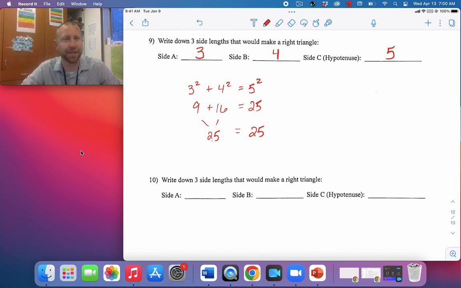And I'm not going to finish this. I want you to come up with a different one. I want you to come up with a separate one for number 10 here. Okay, so make sure that it works for a squared plus b squared equals c squared. And I want you to come up with one on your own. I gave you one. You come up with the other. If you have any questions about any of this, make sure you ask your teacher.